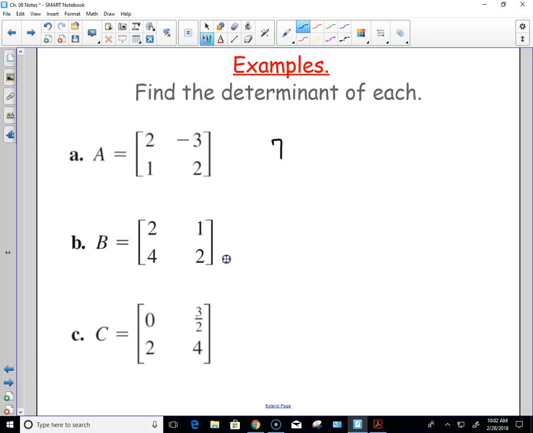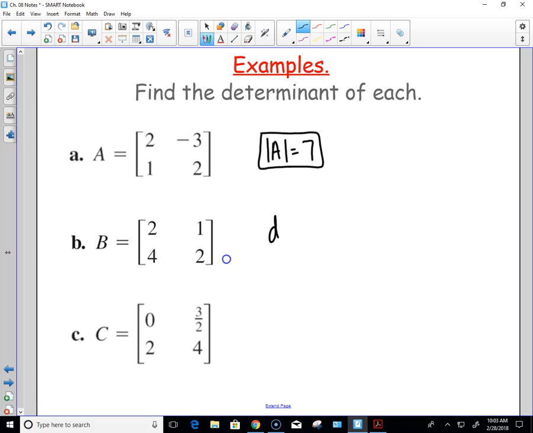Do you guys get 7? Pause, let's label them. Because it's 2 times 2 minus negative 3 times 1. So 4 minus negative 3, 7, yeah? 4 minus negative 3, yeah.